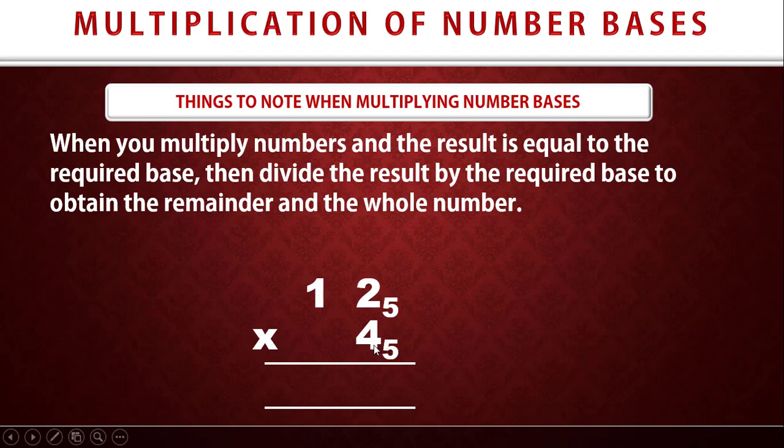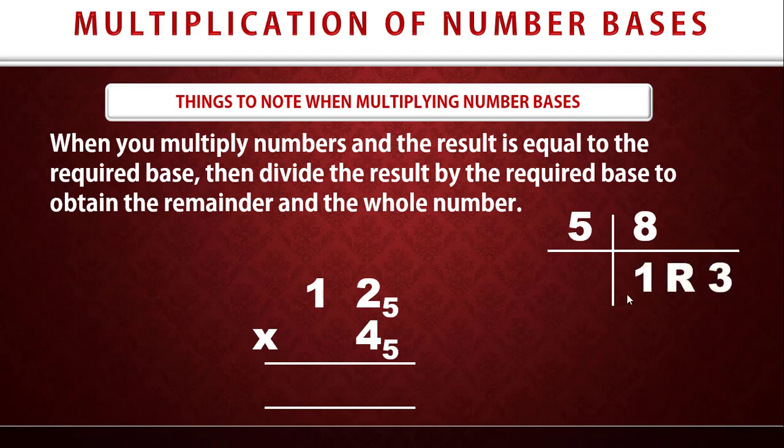We'll start with the first one, 4 times 2. 4 times 2 will give us 8, and our result 8 is greater than 5. So that means we have 8 divided by 5. We want to see how many 5 will go in 8. 5 will go in 8 one time, remainder 3. So we write down the 3, which is the remainder, and then carry the whole number to the next stage of multiplication.